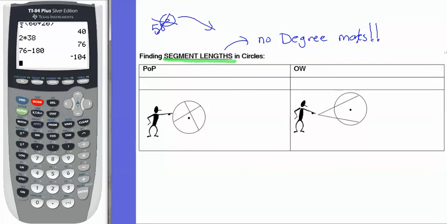And once again, I base it off of where my vertex is. If I'm sitting here and I have this ball, and this ball hits a guy in the head, it's going to pop him in the head. That's how I remember it. It pops him in the head. Now, what does that pop stand for? It stands for product of the pieces.